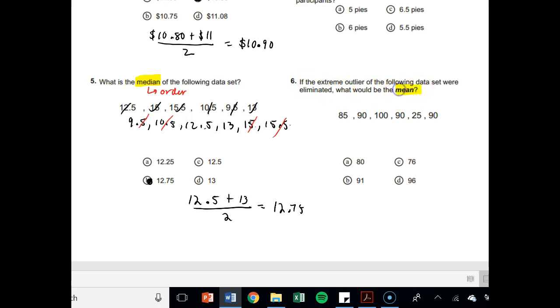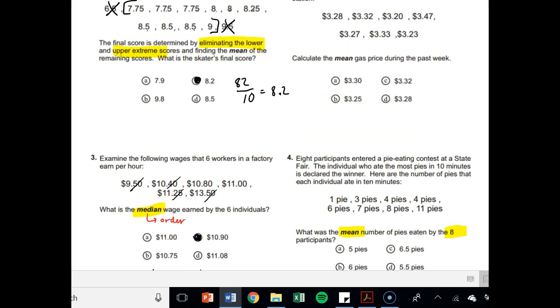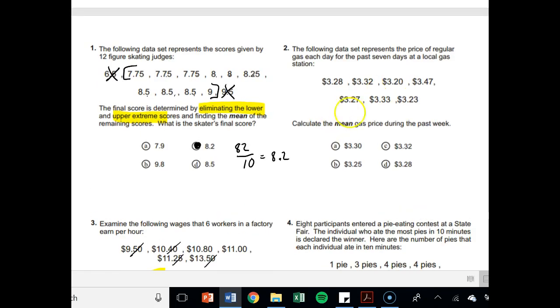Number 6 is asking for the mean, so you're going to add them up and divide by how many you have, and it says the extreme outlier, so the one that does not make sense. So you're not going to include 25, so that means you're actually going to divide by 1, 2, 3, 4, 5 instead of 6, right? On number 4, it's asking you for the mean, and there's 8 participants, so you're going to divide by 8. And on this one, obviously, it's going to say mean, and there's 7 days, so divide by 7.